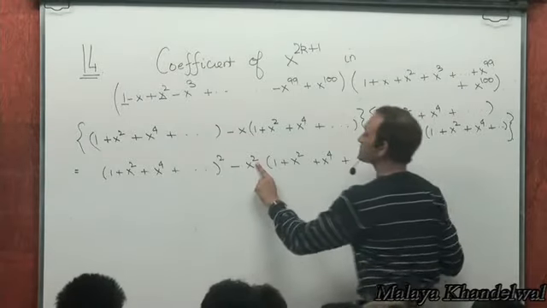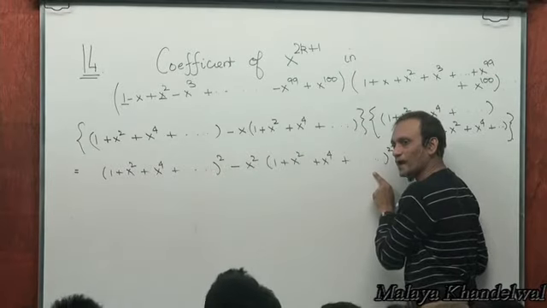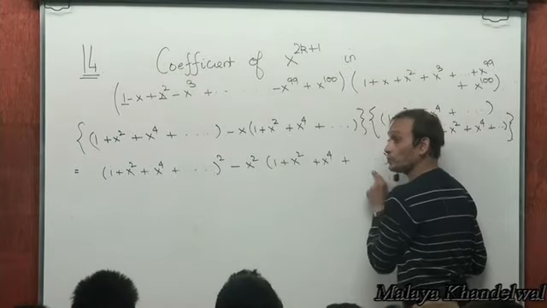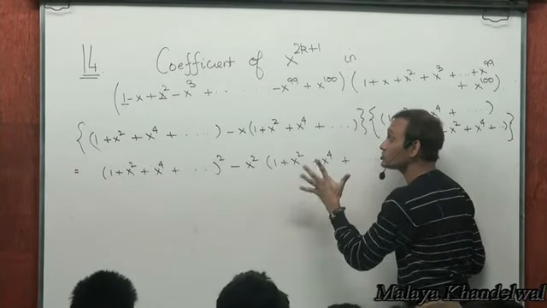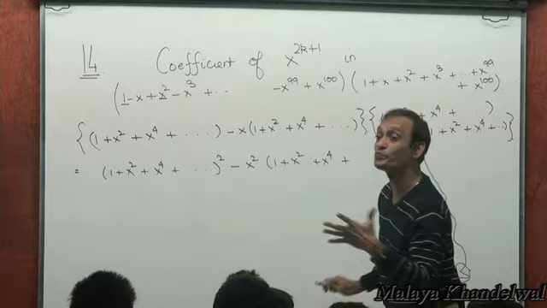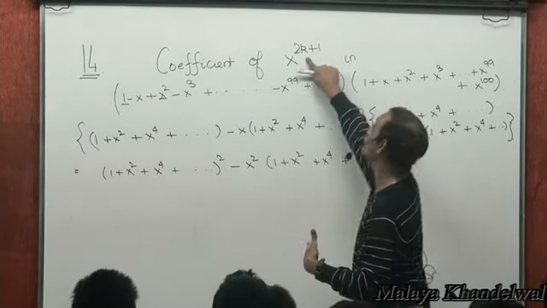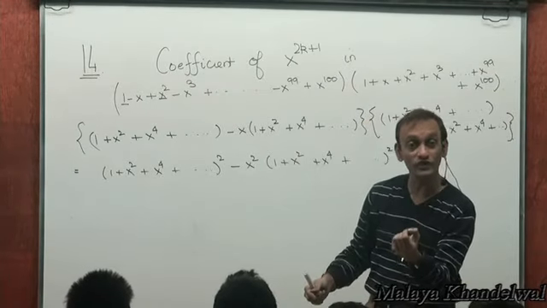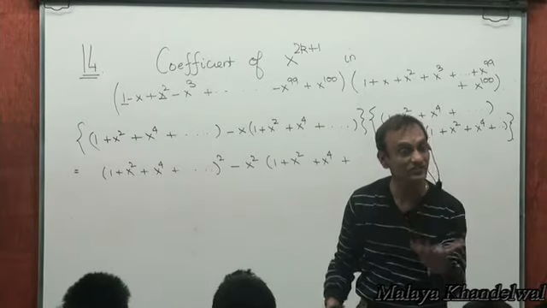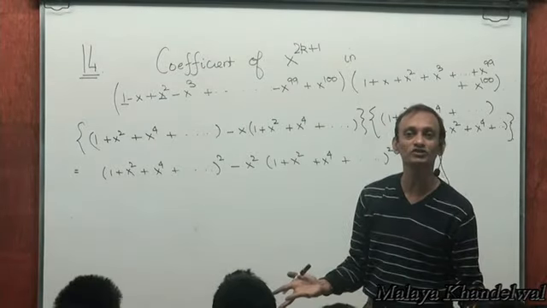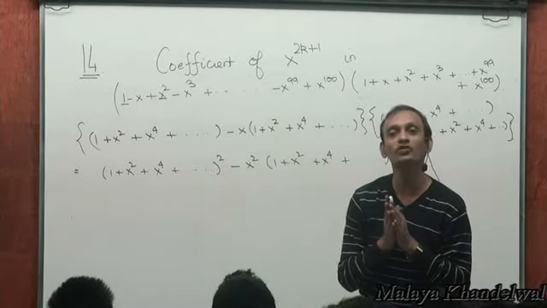This is even, and this will produce even powers of x. So this into this will produce only even powers of x. That means this entire sum does not produce odd powers of x. That means the coefficient of odd would be 0. Coefficient of x to power 2k plus 1 will be 0. See, it didn't require knowledge of binomial theorem.